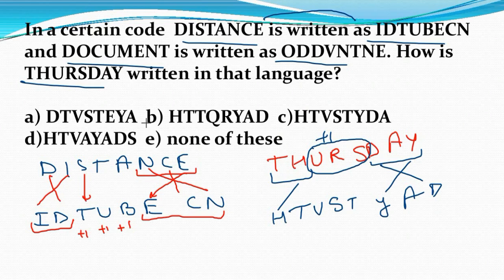So HTVS, this is not the answer, and this is HTT, also not the answer. HTVSSTYDA, and this is the answer. It means option number C will be the correct answer for this question.